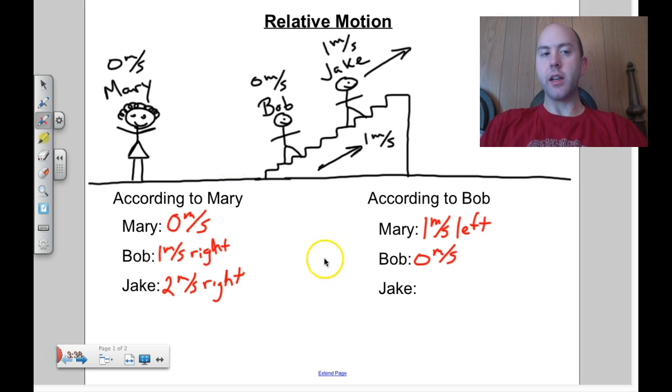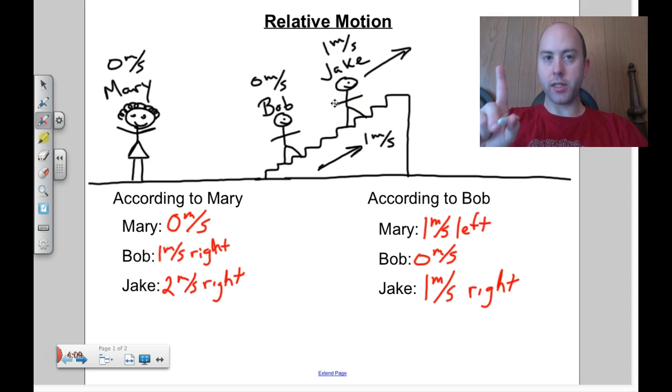And what about Jake? Mary saw Jake moving 2 meters per second to the right. Bob sees Jake moving 1 meter per second to the right. The reason they have different numbers here is because Bob and Jake are both on the escalator at the same time. So you can't add in this 1 meter per second, because both of them are on the escalator. According to Bob, he only sees Jake moving the extra 1 meter per second to the right because Jake is moving to the right.